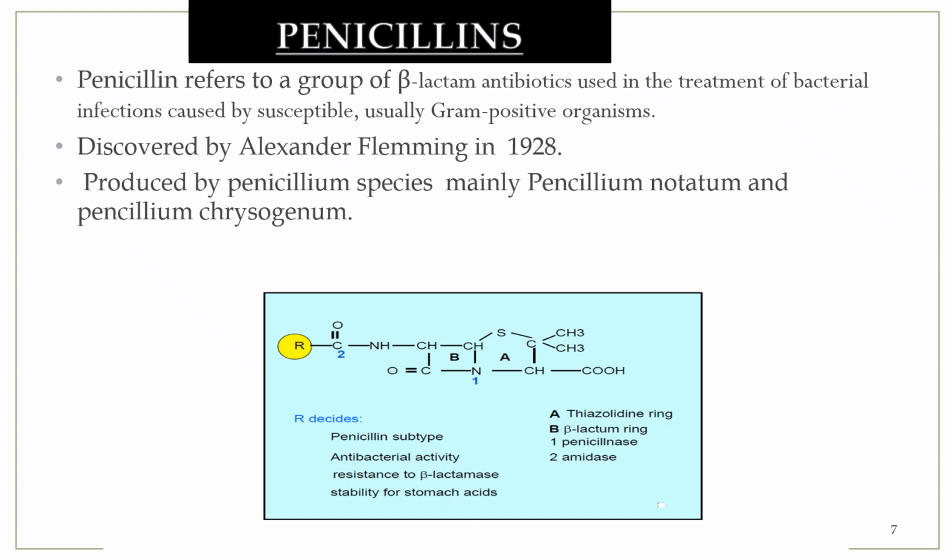The penicillin structure is composed of a four-membered beta-lactam ring with a thiazolidine nucleus. As you can see in the structure, it contains three chiral atoms, that is C3, C5 and C6, and 6-aminopenicillinic acid or 6-APA is the basic skeleton of all penicillins. So the R group decides the penicillin subtype, antibacterial activity, resistance to beta-lactamase and stability for stomach acids.